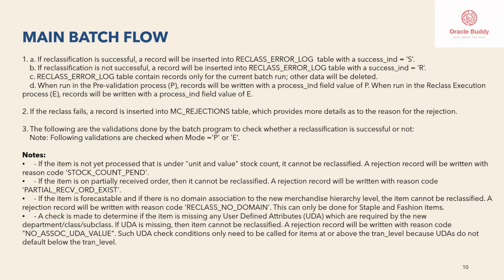A check is made to determine if the item is missing any UDA which is required by the new department, class, subclass. If a UDA is missing, the item cannot be reclassified. A rejection record will be written with reason code NO_ASSOCIATE_UDA_VALUE. Such a UDA check condition only needs to be called for items at or above transaction level because UDA does not default below the tran level.